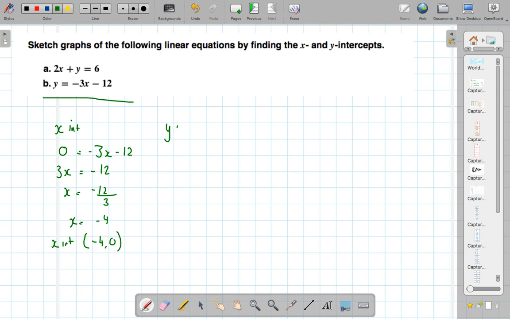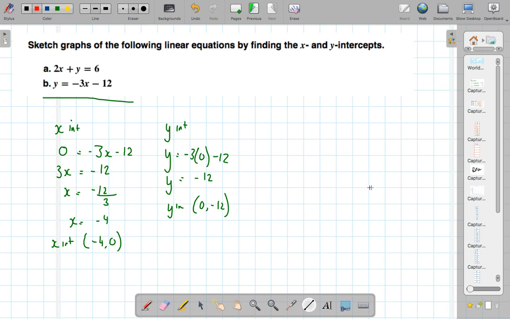Y-intercept, we make x equals 0. So y equals -3 times 0 minus 12. -3 times 0 is 0, so -12 is left. Y equals -12. Y-intercept, 0, comma, -12.